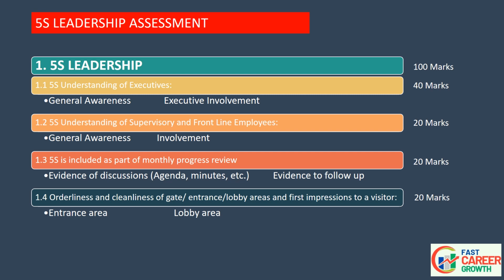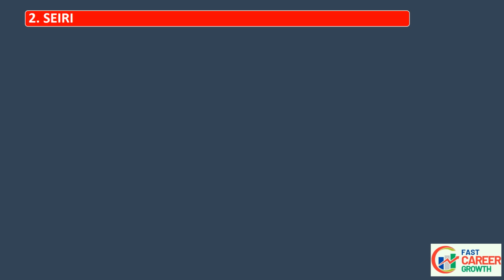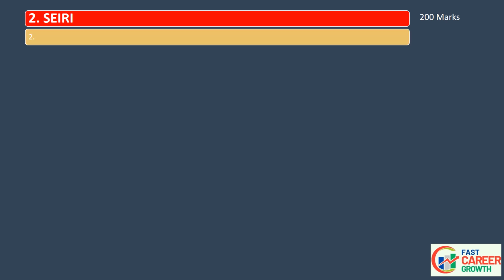Next, see what are the criteria for 1S or Seiri stage assessment, where total point is 200 score. First, check outside area within the premises free of clutter. See garden areas free of clutter. Check exterior storage free of clutter. And whether outside areas are clearly marked. Here total points is 30.